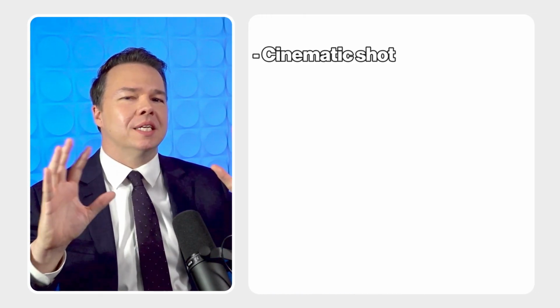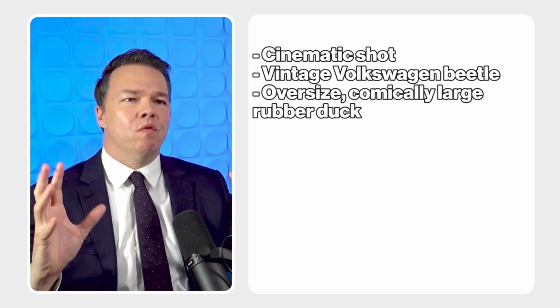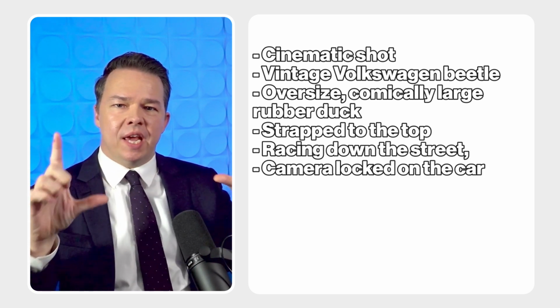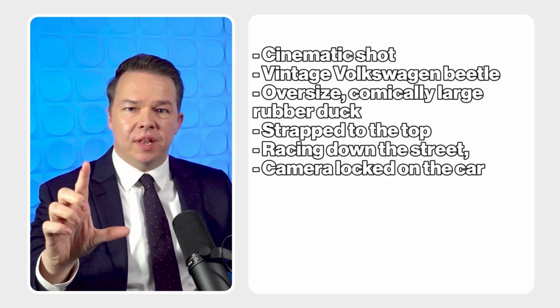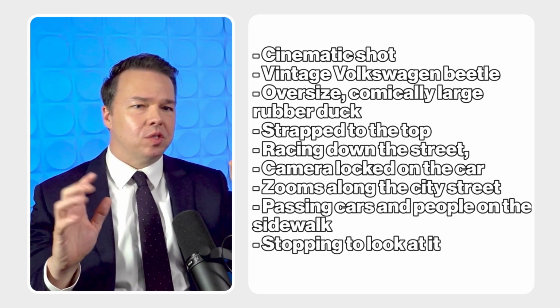Well, okay then. Now of course, when you're looking for stock footage, you're limited by what actually exists on the site, what's available. But what if we want something bespoke, custom, trying to go crazy? I had a conversation with a colleague yesterday about all this stuff, and he gave me a crazy image we're gonna run with. So what I want is a cinematic shot of a vintage VW Beetle with an oversized, comically large rubber duck strapped to the top, racing down the street, camera locked on the car, staying with it as it zooms along the city street, passing cars and people on the sidewalk stopping to look at it and see what's going on.